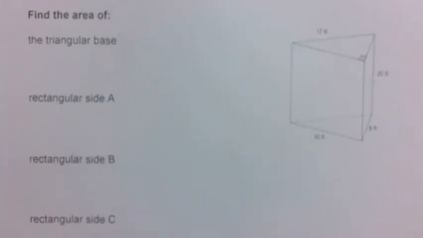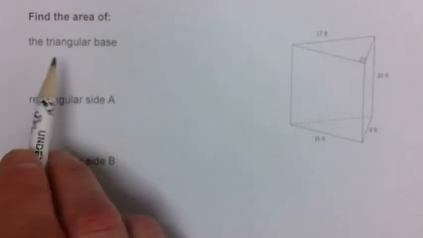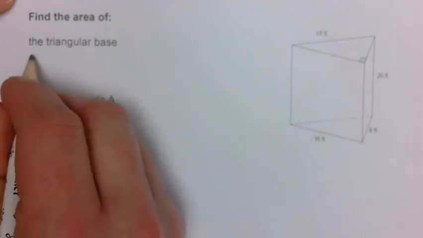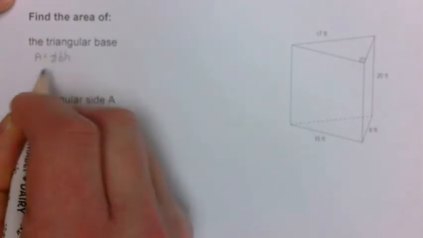It really doesn't matter which one is A, which is B, which is C, but we'll get to those in just a moment. Just like with my rectangular prism, I'm going to calculate the area of each face of the triangular prism, and then at the end, I'm going to add all of those areas together. So let's start with the triangular base. In order to find the area of a triangle, remember that the formula said area equals 1/2 base times height.